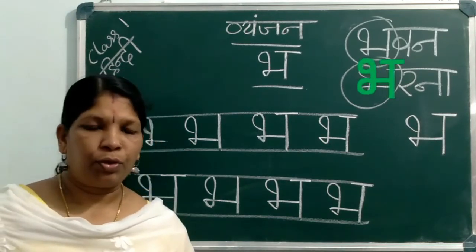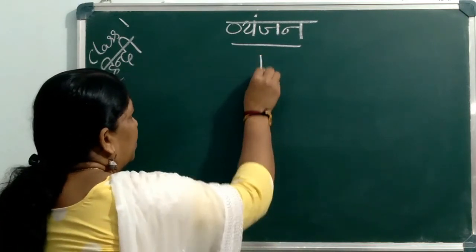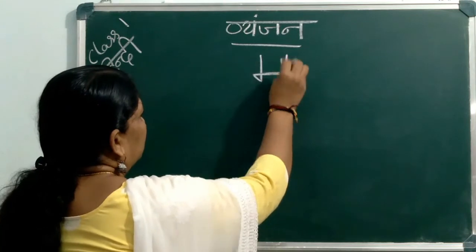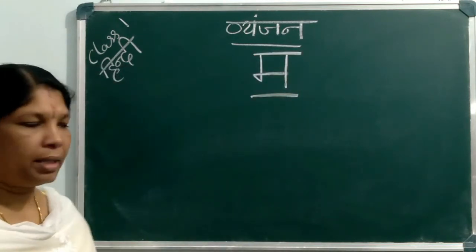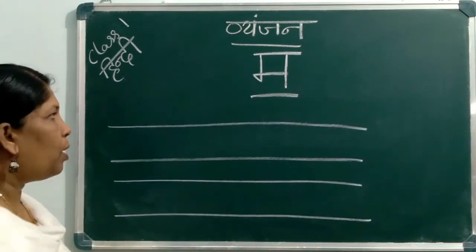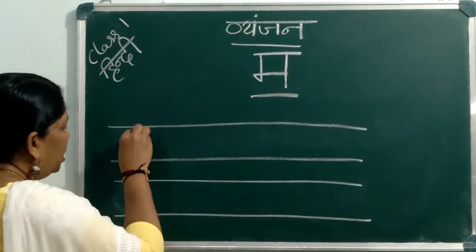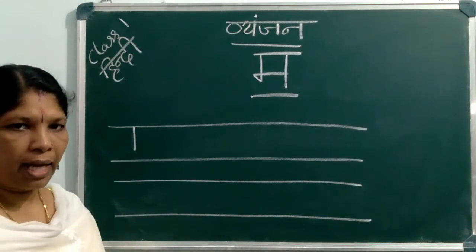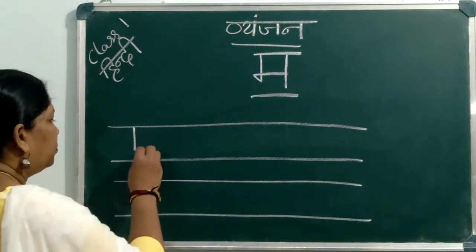Okay, shall we move to the next letter? Next letter is Ma. We will see how to write this letter. First of all, we want to draw a straight line from here to here. We want to draw a straight line. It should not touch the bottom line.